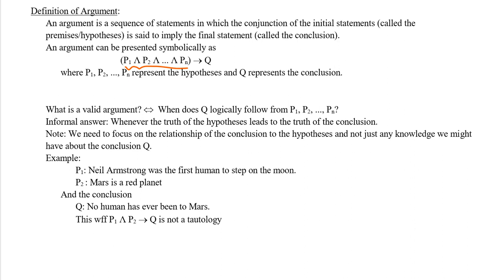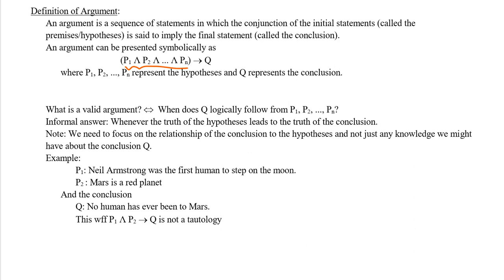Note, we need to focus on the relationship of the conclusion to the hypotheses, and not just any knowledge we might have about the conclusion Q. For example, here P1, P2, and Q are all true statements, but the relation between P1 and P2 doesn't lead us to Q. P1: Neil Armstrong was the first human to step on the moon. P2: Mars is the red planet. Based on these two hypotheses, can we conclude that no human has ever been to Mars?